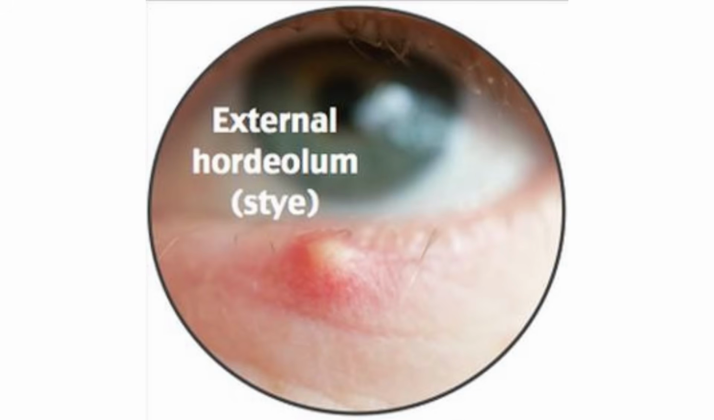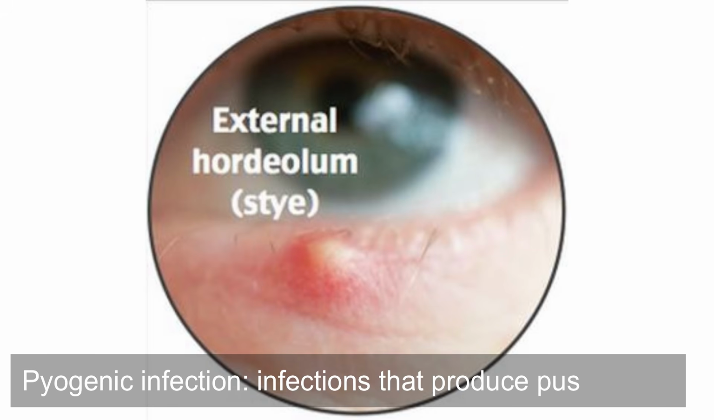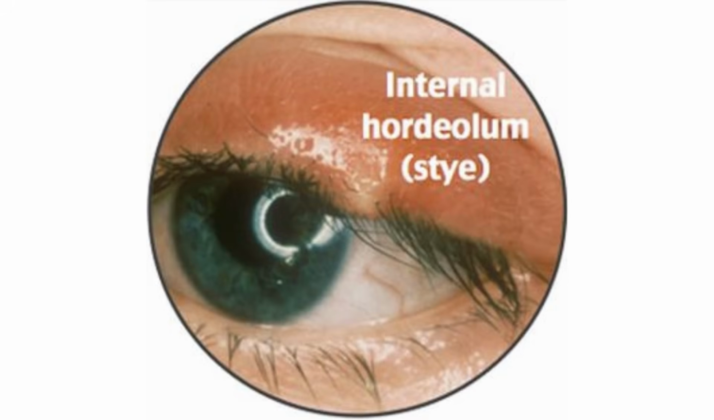Hordeolums are typically acute localized swellings of the eyelid that can be external or internal, and are usually pyogenic and usually caused by staphylococcal infections. Typically, most styes are external hordeolum, though there can be internal hordeolum where the Meibomian glands become infected. The symptoms of hordeola are tenderness and swelling.